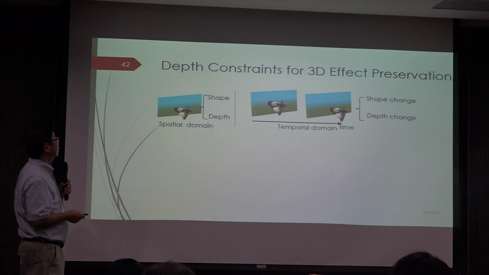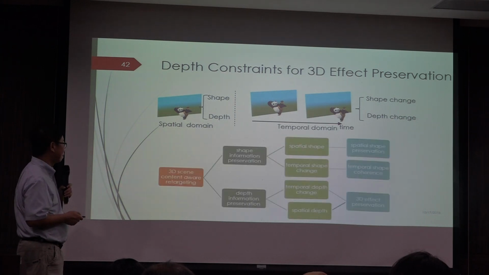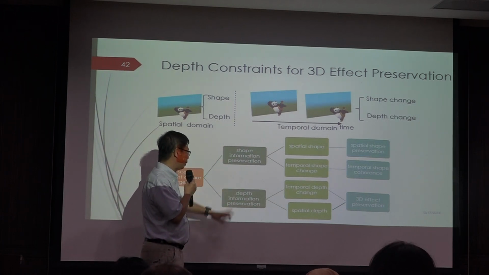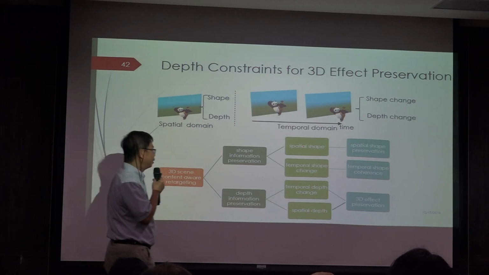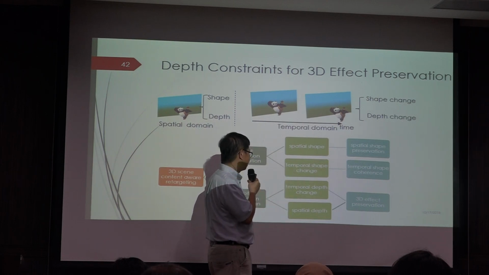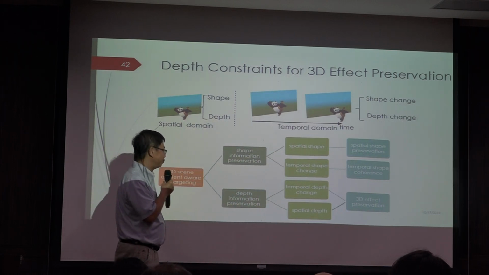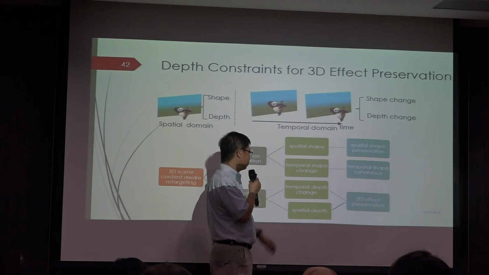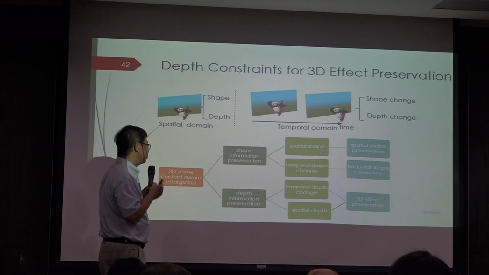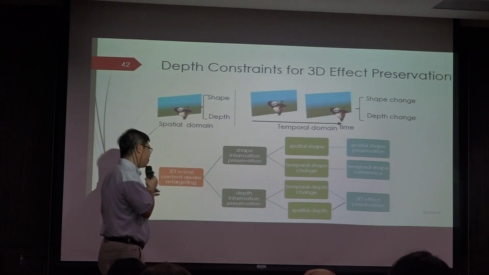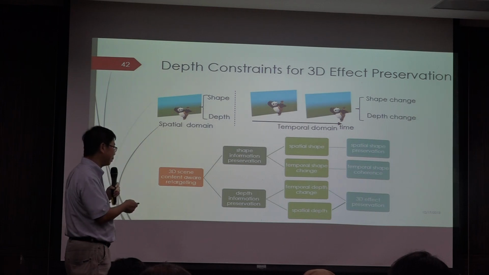Then for the grid flows, we impose different constraints, to maintain the shape information and the depth information. For shape information, we need to consider the spatial shape and also the temporal shape changes. Again, for the depth information, we also need to maintain the spatial depth magnitude and also the temporal depth changes. So we need to derive effective constraints to achieve this goal, to maintain the spatial and temporal information in the stereo video.